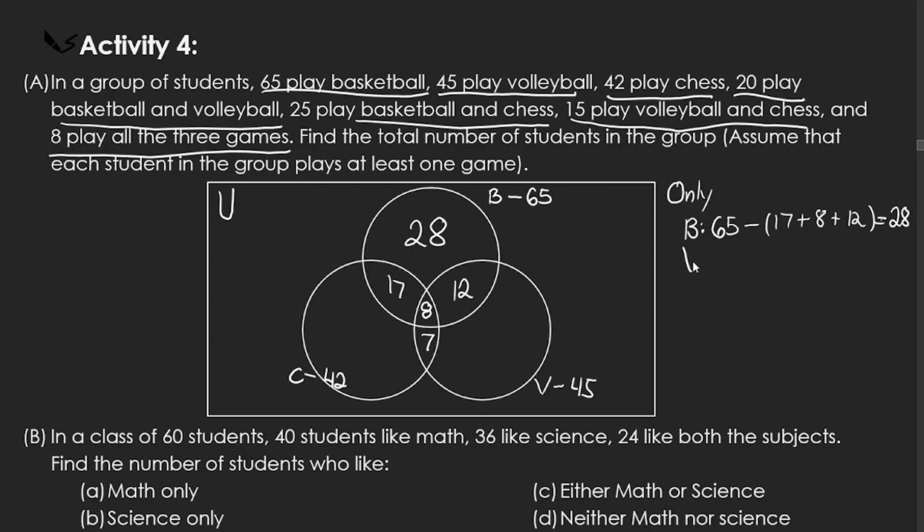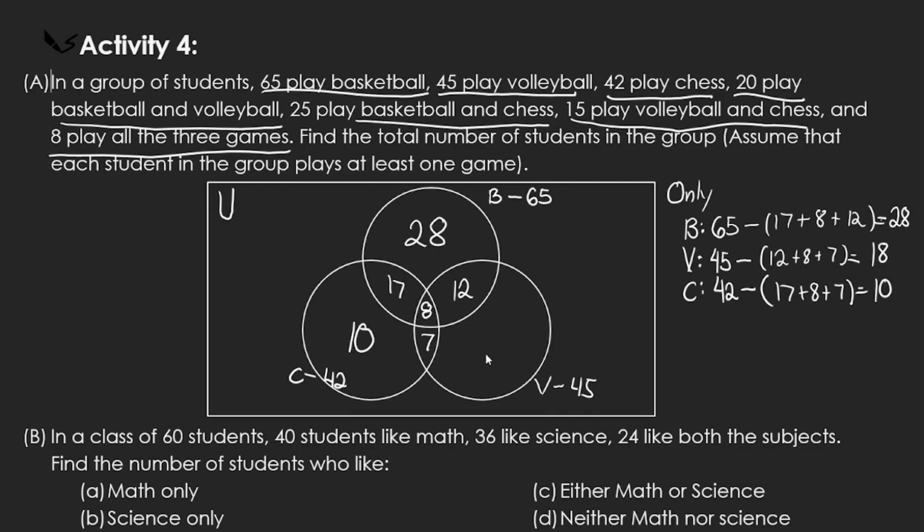Same logic for the volleyball. Take the total number of those who play volleyball and take away those who play other sports also, which gives us 18. Finally, chess. Those who play chess are 42. Take away those who play other sports. That leaves us with 10 who only play chess, 18 only play volleyball.